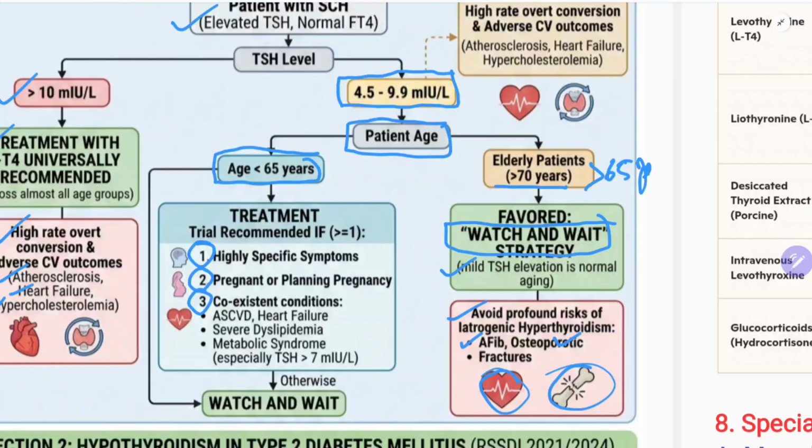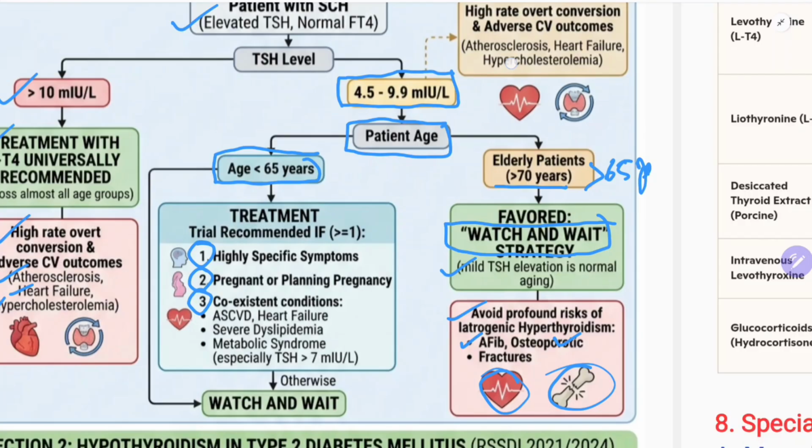Okay, so this is how you proceed in patients with subclinical hypothyroidism. If the TSH is more than 10, straightforward start the levothyroxine therapy, otherwise the patient will have bad cardiovascular outcomes. If the patient has TSH less than 10 but more than 5.5, then you should see the age of the patient. If it is less than 65 and any of the three conditions is met, meaning number 1 specific symptoms or signs, number 2 the patient is pregnant or planning to become pregnant, number 3 the patient has cardiovascular risk factors like coronary artery disease, heart failure, dyslipidemia, and metabolic syndrome, especially if TSH is more than 7, then you should start the therapy.